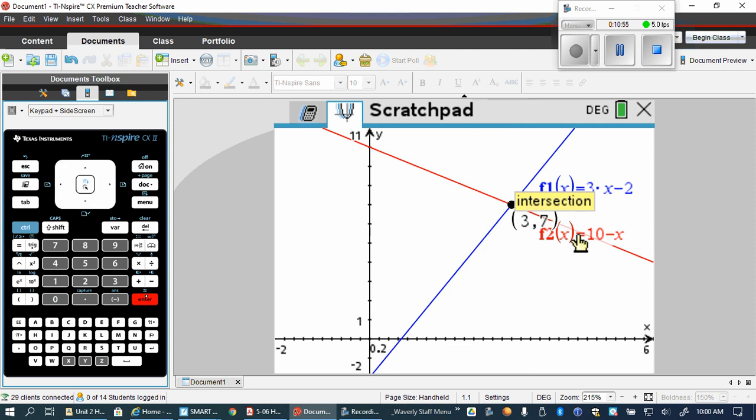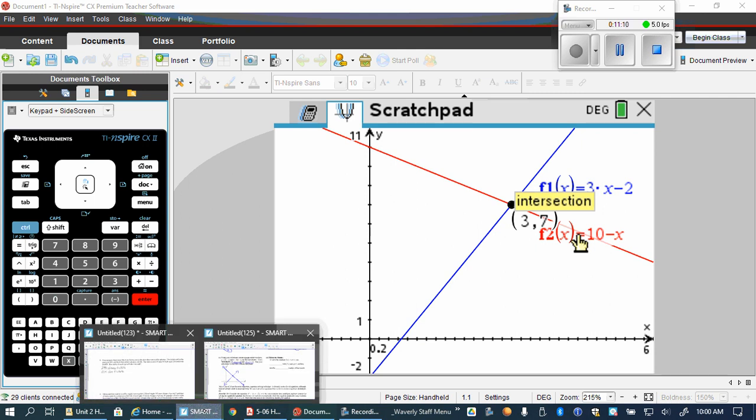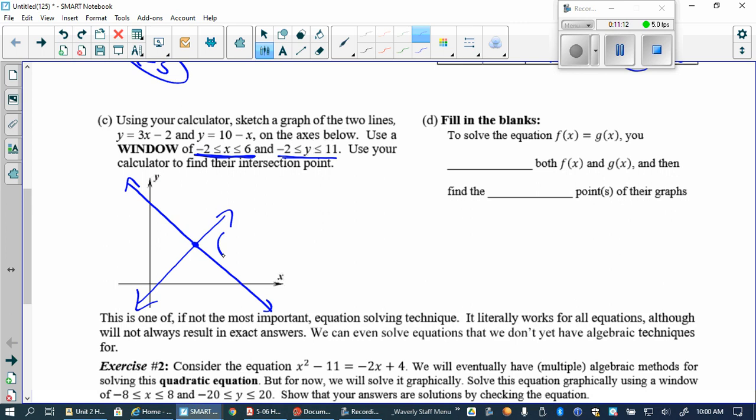Is everybody able to get the coordinates 3, 7 to display? Yeah. Okay. Isn't that what our table told us? Right? You put a 3 into either of those equations, and the output is 7. Okay? So this has the coordinates of 3, 7. You good with that? Mine is a little bit farther up than yours. It's okay. This is just a rough sketch.